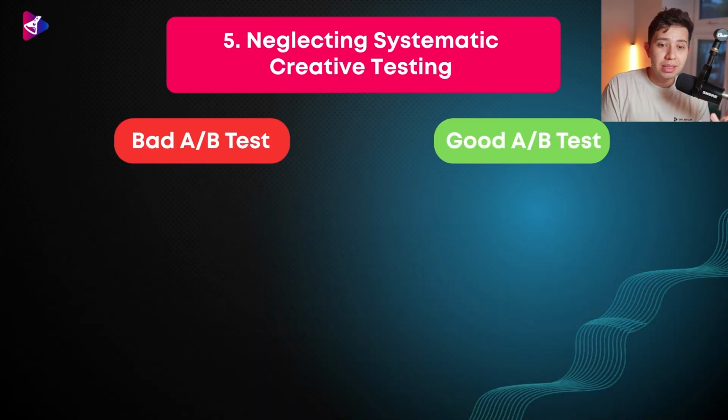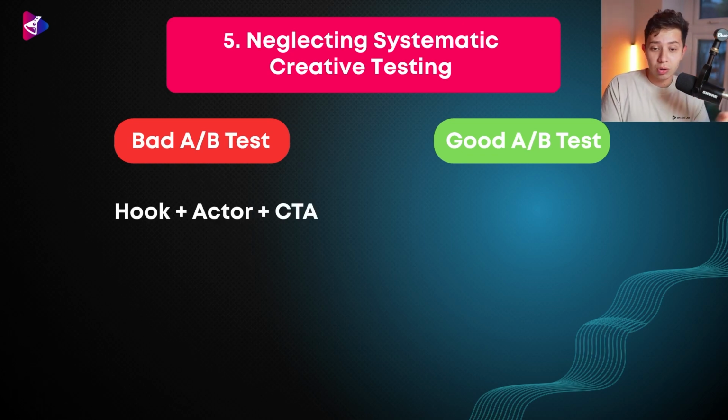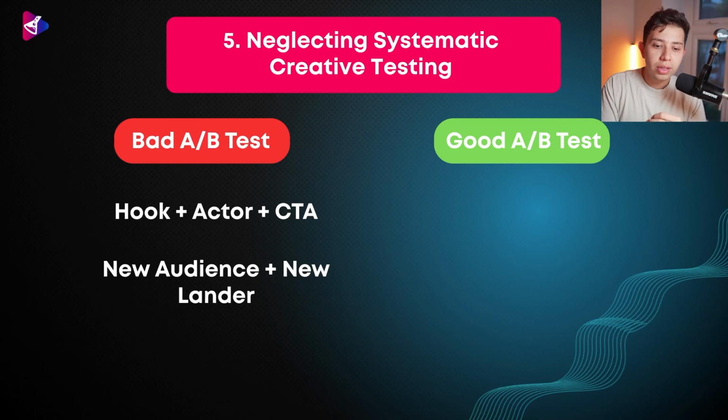And in terms of A/B testing, some people do A/B testing so wrong. They change the actor, the hook, and the CTA, and then they compare that with another actor, hook, CTA all at once, and then they don't really know what actually worked. It's just maybe one that did better, but they don't know why. Or they do a whole new audience and a new landing page, and then one does better, but they don't know why. A good A/B test is very simple.